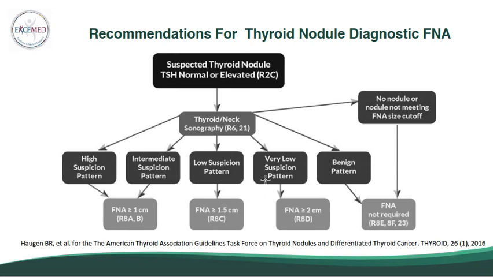If the features on the ultrasound are only low suspicion or very low suspicion, then the cutoffs for the size of the nodule will differ. If it's low suspicion, you only biopsy if it's more than 1.5 cm. If it's very low suspicion, then you only do an FNA if it's already more than 2 centimeters. If it's a very benign pattern, a simple thyroid cyst, no FNA is required regardless of size. So any nodule more than 2 cm, you're already warranted to do an FNA cytology.